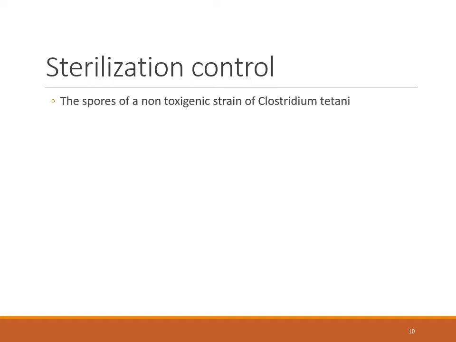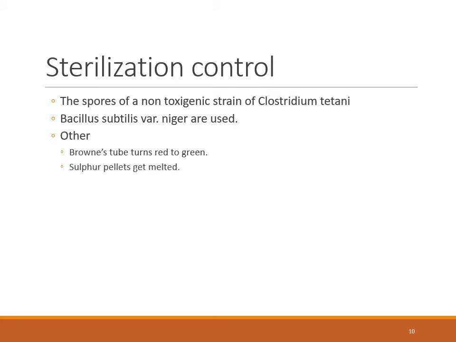We can use the spores of non-toxigenic strain of Clostridium tetani. Then Bacillus subtilis niger can also be used for sterilization control, and others like Browne's tube, which turns from red to green, and sulfur pellets that get melted. If this happens, that means our sterilization cycle has been perfect.